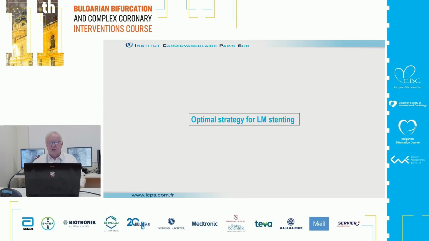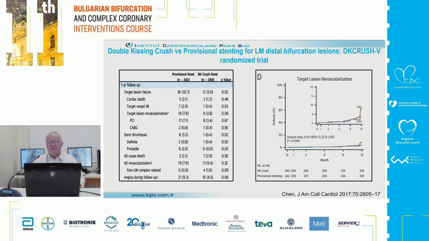So, optimal strategy for left main stenting. In fact, we have 2 main strategies. The DK-CRUSH 5 was proposed by Chaoyang Chen. And you have to see that on the left side, there is no difference in mortality, but with a trend for better result with DK-CRUSH. But when you look at all-cause deaths, you know, this is the most important for the patient, you can see that there is a trend for higher deaths in the DK-CRUSH group.